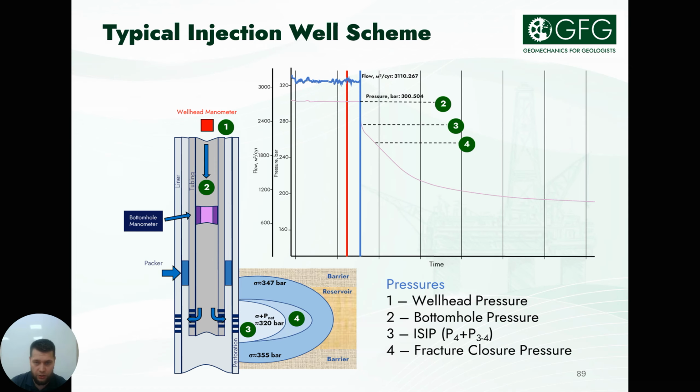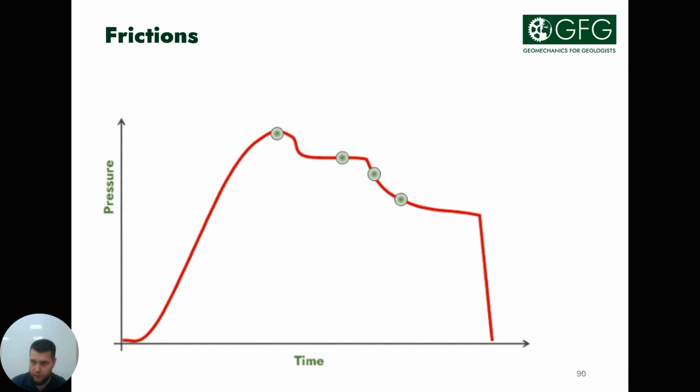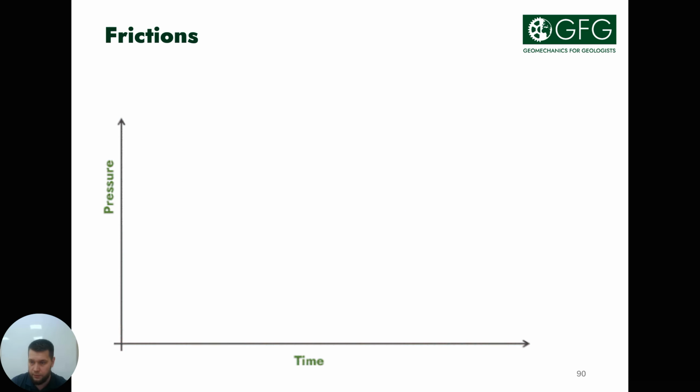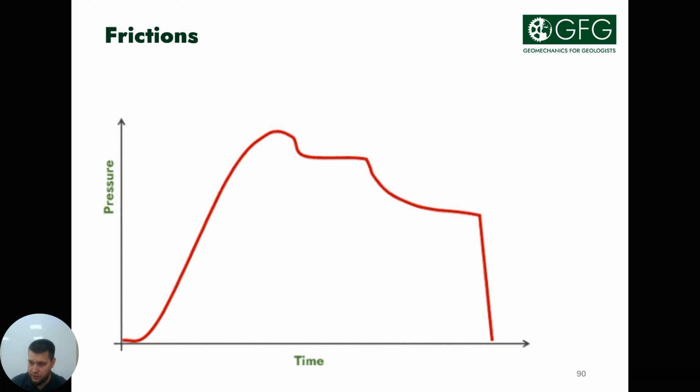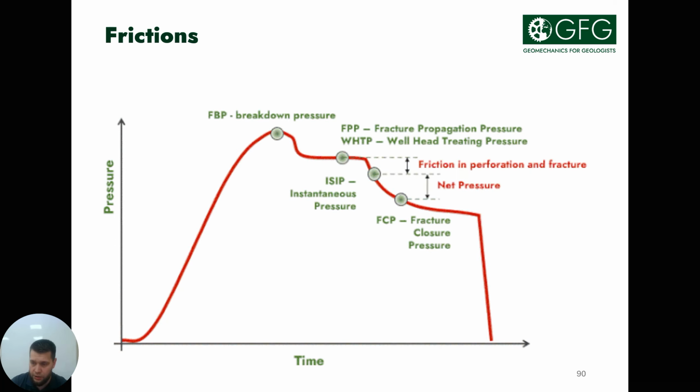This is a typical injection well scheme and a typical friction table. Friction in perforation and fracture is the difference between fracture propagation pressure and instantaneous shut-in pressure, and net pressure is the difference between instantaneous shut-in pressure and fracture closure pressure.